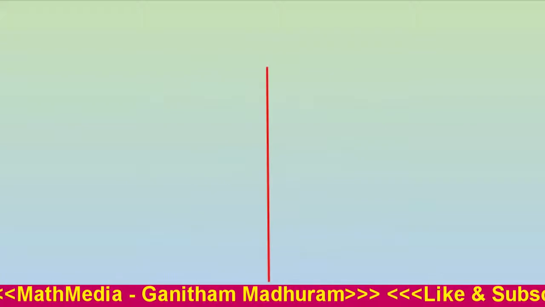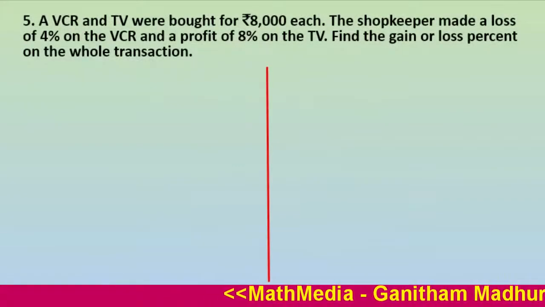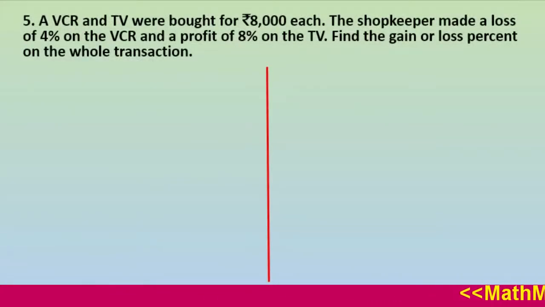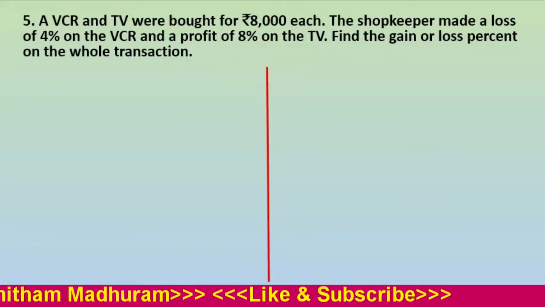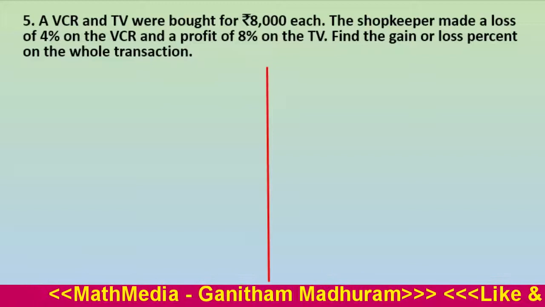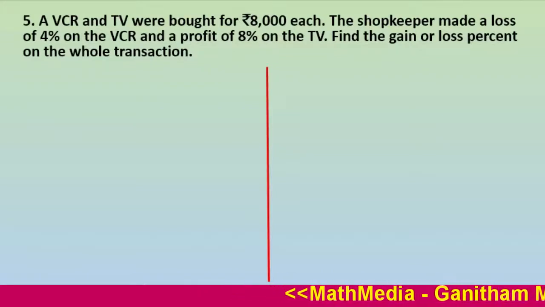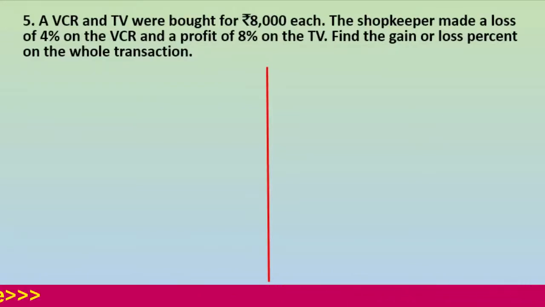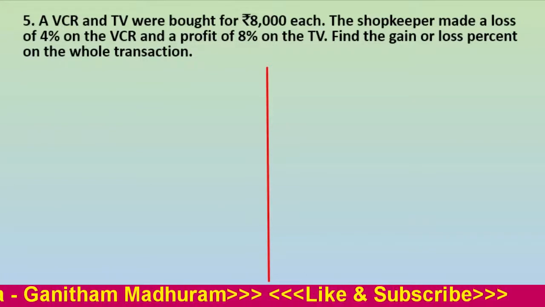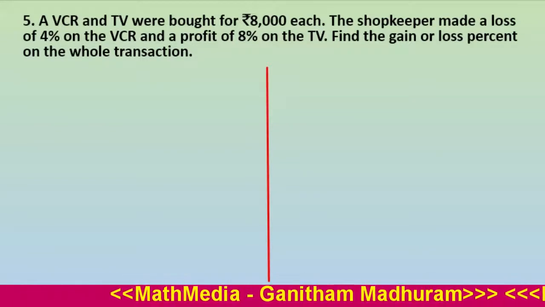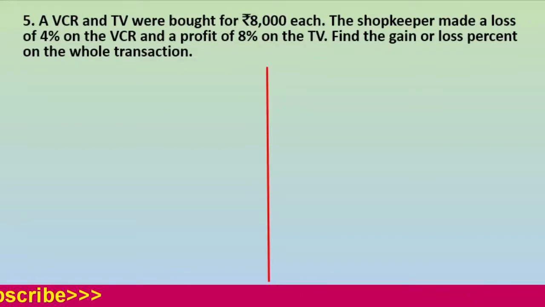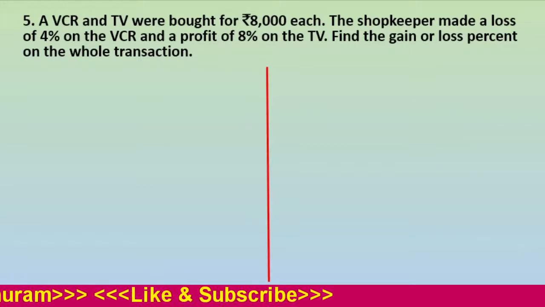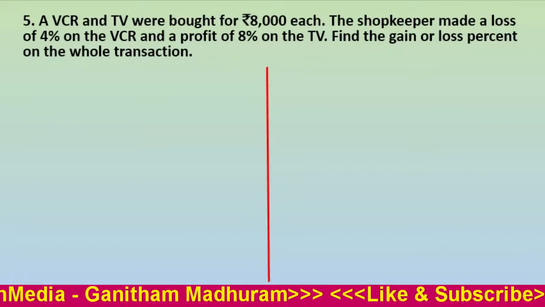Question number 5: a VCR and a TV were bought for rupees 8,000 each. The shopkeeper made a loss of 4% on the VCR and a profit of 8% on the TV. Find the gain or loss percent on the whole transaction. I think the question is clear, so we can move to the solution.